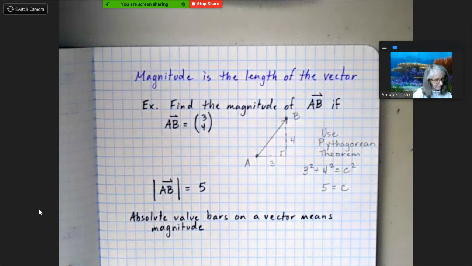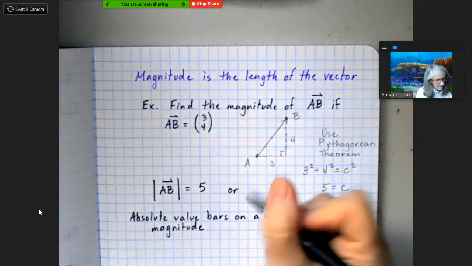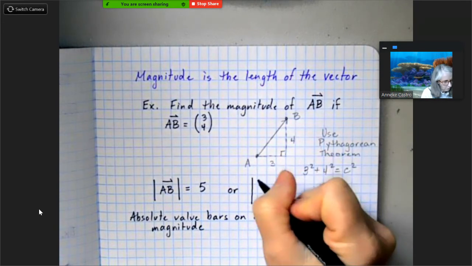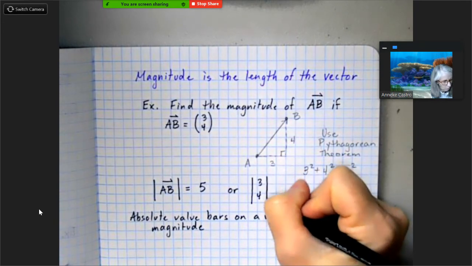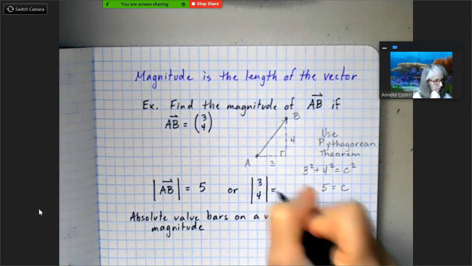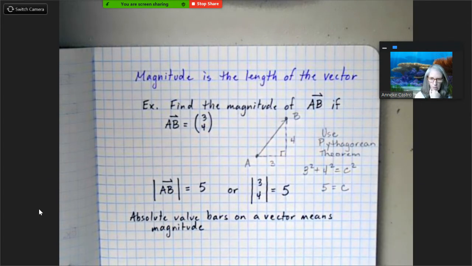Another way you might see this is instead of writing AB, you could write the component. So if you wrote absolute value 3, 4, that would mean the absolute value of the vector that has components 3, 4, and that would also equal 5. Okay, so that's another way of saying that. Okay, so again, back to our formula packet. You will see this in the formula packet. Oh, sorry, I'm jumping ahead of myself.